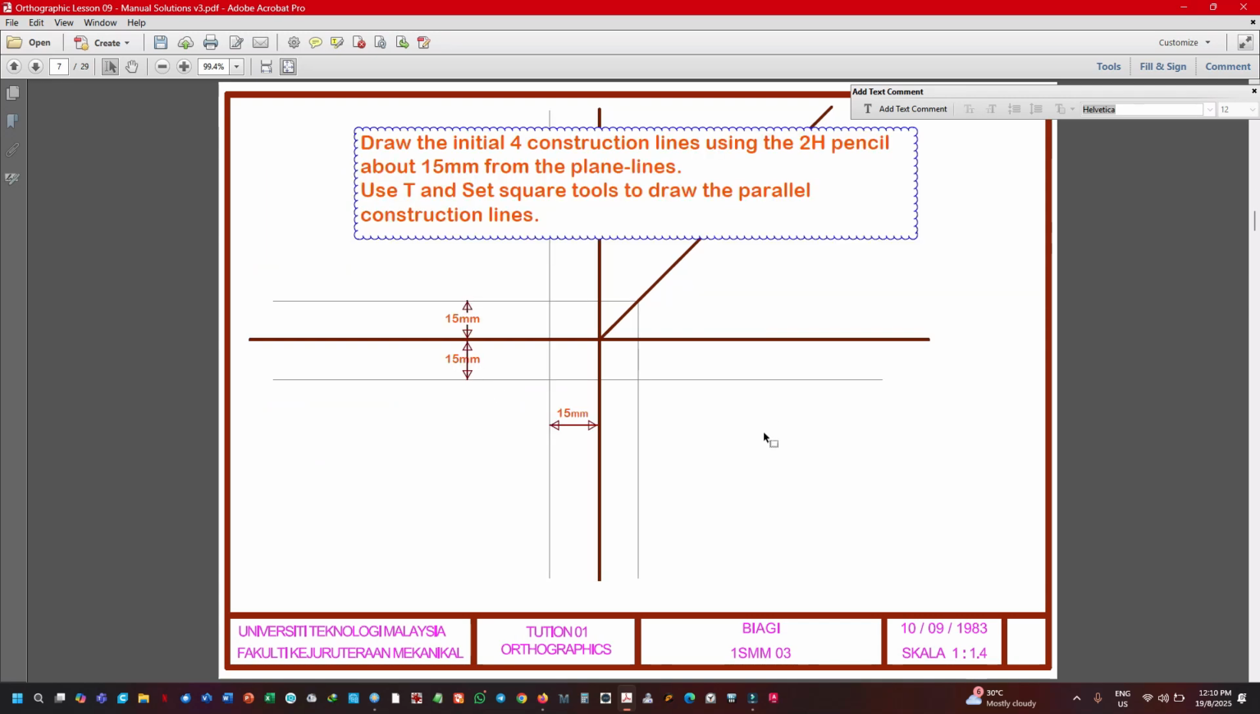Now you start with the initial construction lines. The next thing you must do is draw the initial construction lines using the 2H pencil, not necessarily very accurate, about 15 millimeter from the plane line. So you can draw this line. This one is 45. Draw this line. Then this is 15. Draw this line, and then this is 15. So draw this line. This is the 15 line, and project from here down to here. This one will automatically be 15, similar to this one. Use 2H pencils.